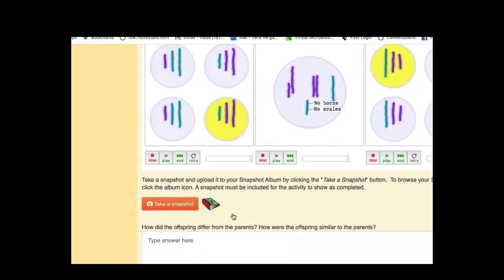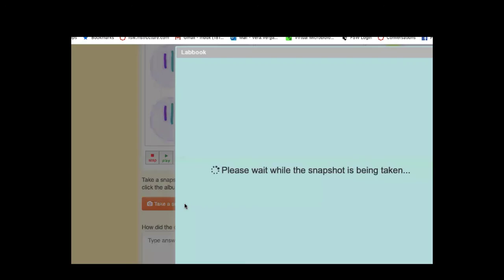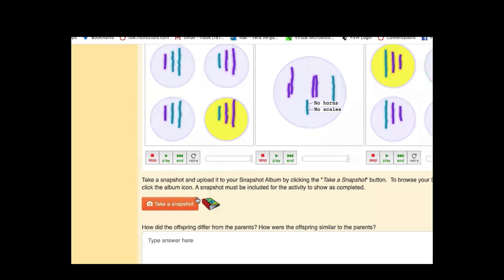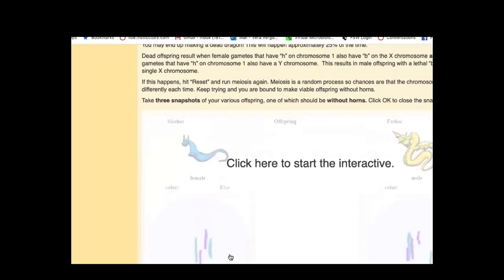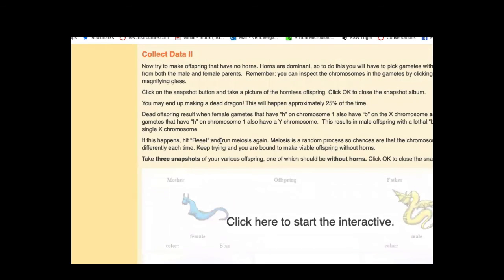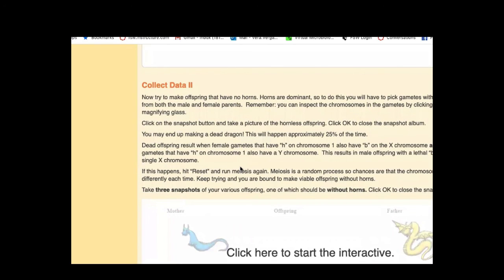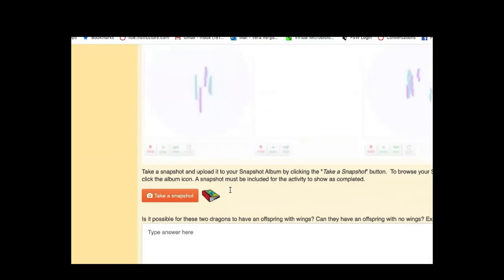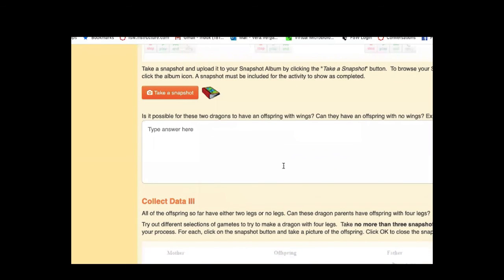Once you've done with that, you take a snapshot and it will put it in here. And then these are going to be the pictures that you will upload into your report. And there's a couple of simulations you're going to do. This one here is going to ask you if you can create an offspring with no horns. So that's where you're going to be a little bit more alert as to which gametes you want to choose in the cross. And then the last question here is about, can you make a baby with wings or no wings?